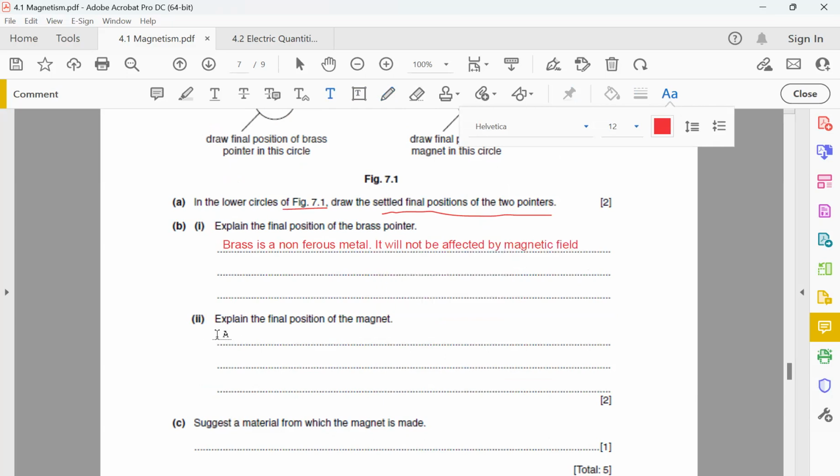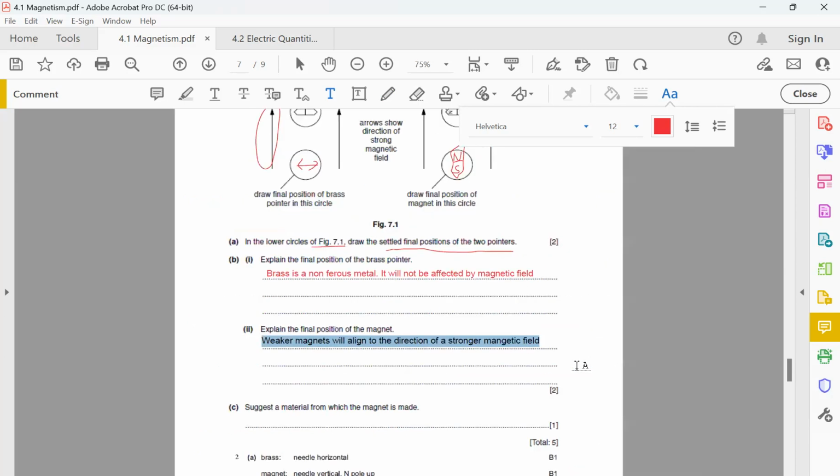And for the final position of your magnet, you're going to say, weaker magnets will align to the direction of a stronger magnetic field. These are your 2 answers that are going to give you your 2 marks here.